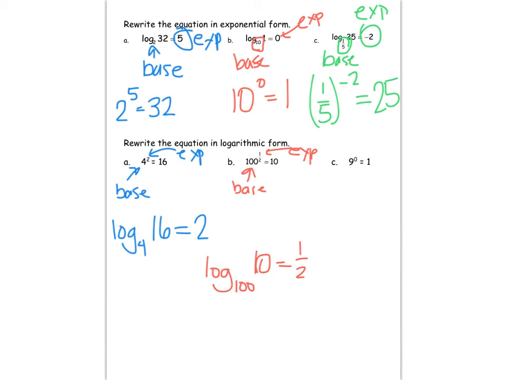All right, and one more. Here's our base is 9. Our exponent is 0. So log, write the 9 by the tail of the G. We're taking a log of the value 1, and it equals the exponent 0. All right, so writing logs and exponents.